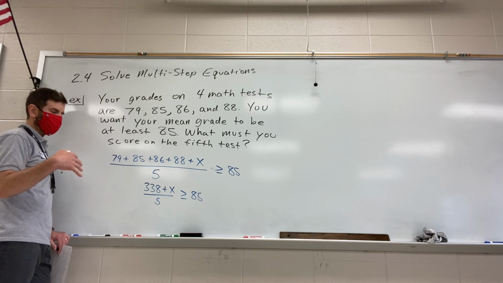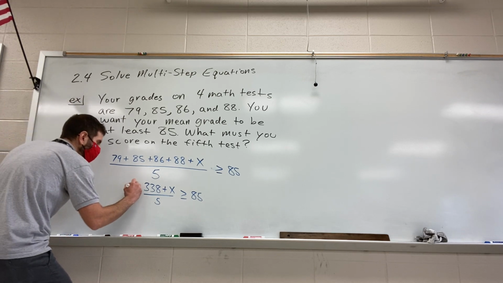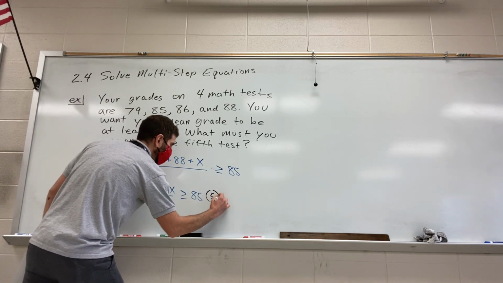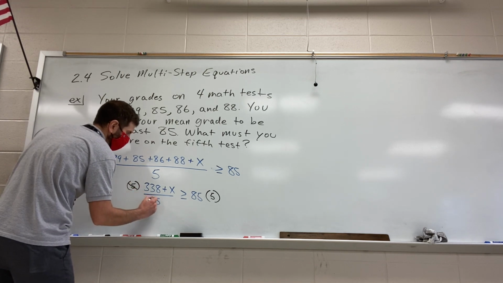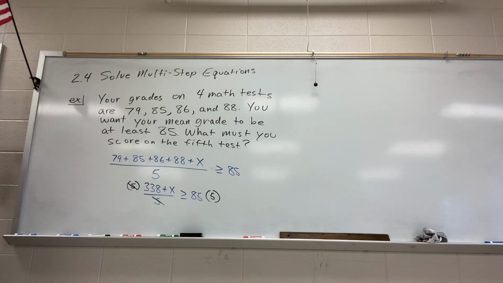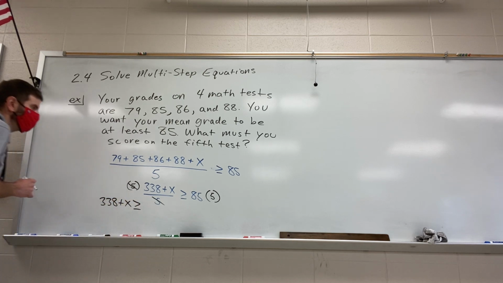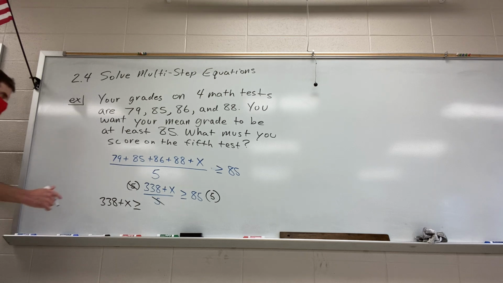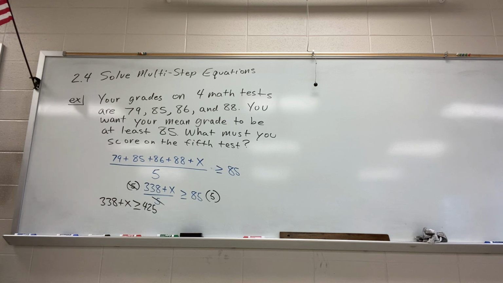Instead, I kind of like the idea of starting to solve it right from the beginning. How can I undo dividing by 5? Multiply by 5. Do you guys see how that undoes the division? And then we're left with 338 plus X is greater than or equal to a big number. Was it 425? And what's left to do? Subtract the 338.